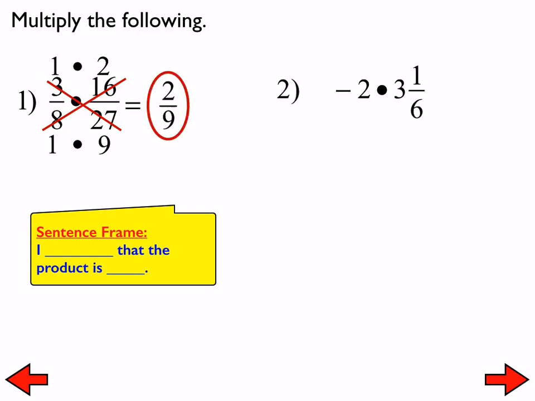Now, in a problem like number 2, when we have mixed numbers or integers, we need to turn them into improper fractions first. Could I get all of you to do number 2?